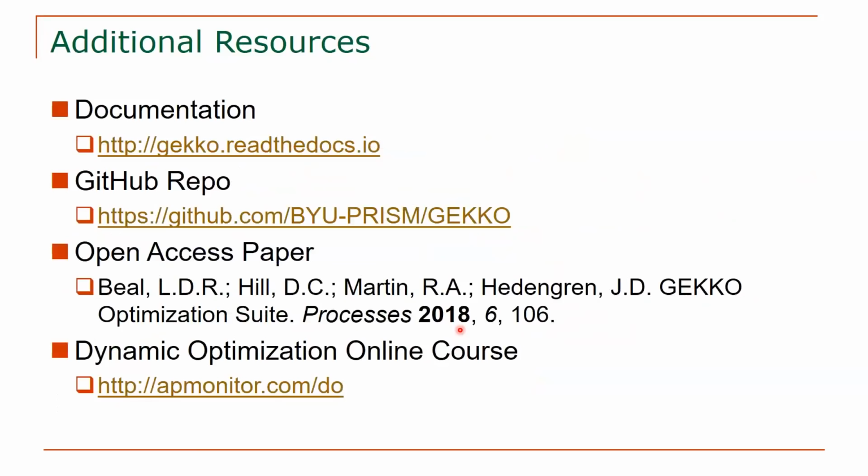Here are some additional resources we have. The documentation is available on Read the Docs, and the repository. We have a paper we just published in Processes, special issue about modeling, and there's a dynamic optimization course which Dr. Hedengren teaches that uses Gekko. He'll start that up again in January, and you can join along with that and get some more hands-on experience on some problems along the way. So I'll take some questions now.